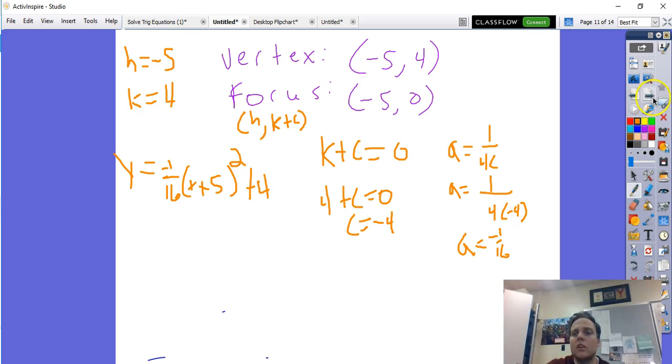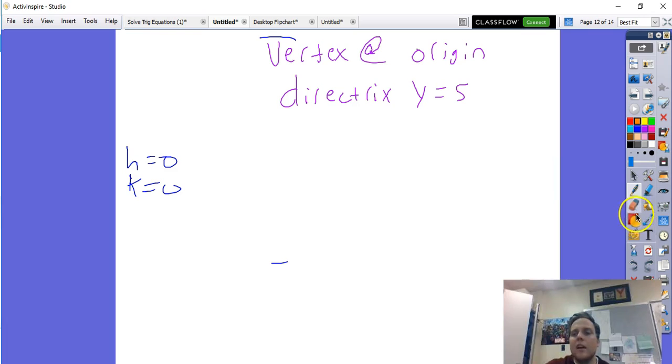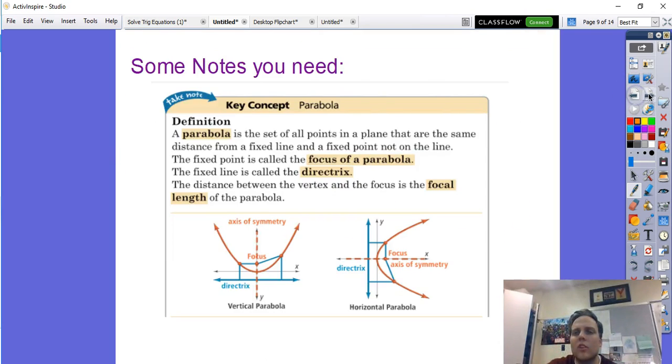Boom. All right, let's do another example, except this time I'm going to give you the directrix. Okay, now given that the vertex is at the origin, which I forgot to erase everything, but if the vertex is at the origin, that tells me that H is 0 and K is 0. So because the vertex is the point 0, 0. Okay. The directrix is Y equals 5. Why is that helpful? Well, go back to your notes that we took earlier.